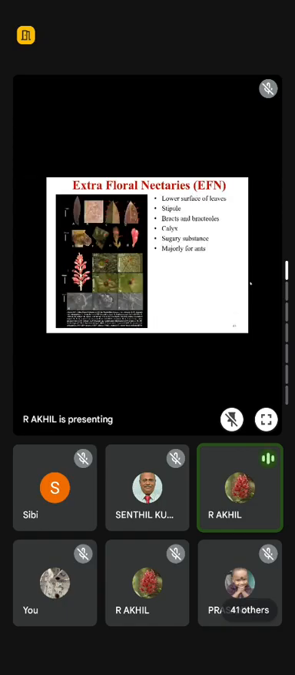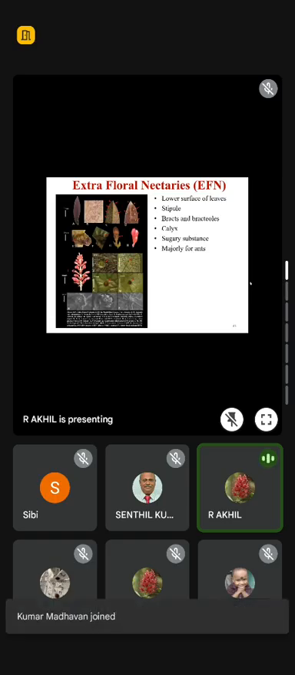Another important feature is the extra floral nectary. Extra floral nectary means the nectaries which are present other than the floral nectary. Usually these extra floral nectaries are present on the lower surface of the leaves and also in stipules, bracteoles, and calyx, and they produce a sugary substance. And those sugary substances will attract all these insects, especially the ant species, during the off season.